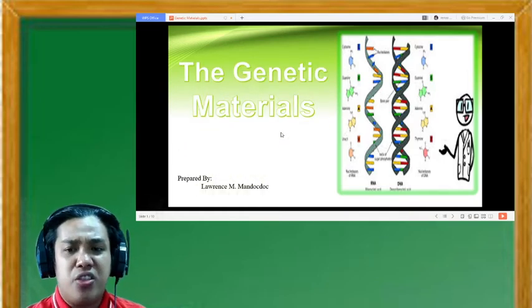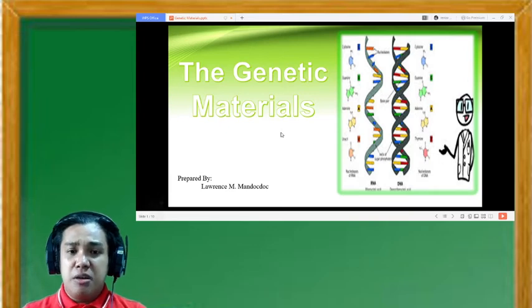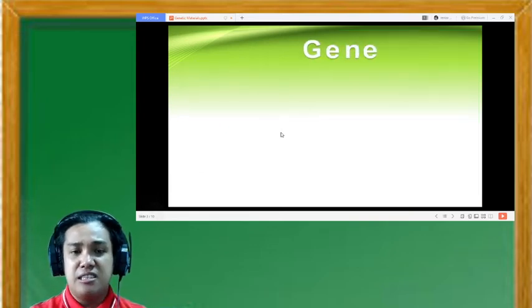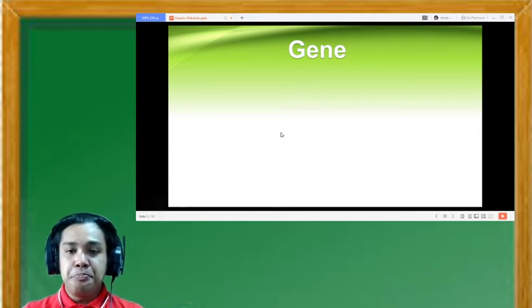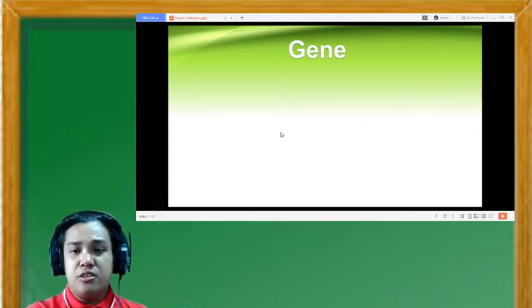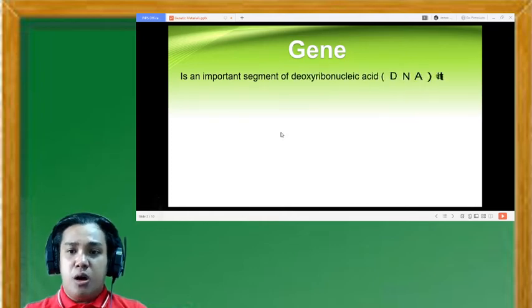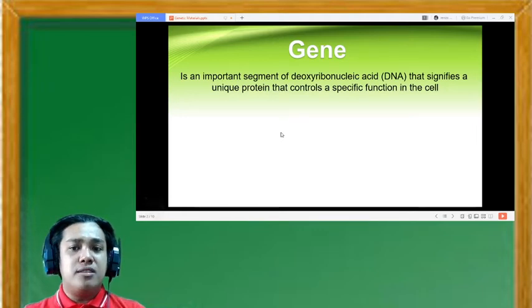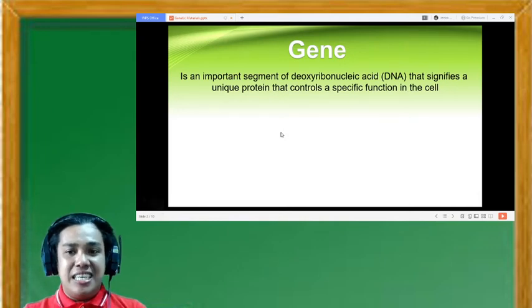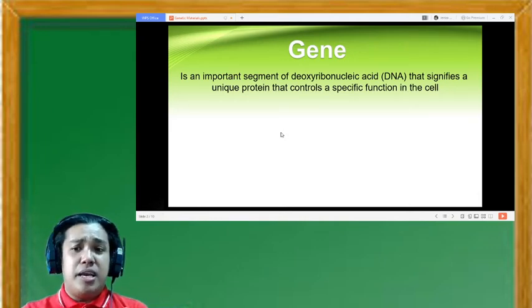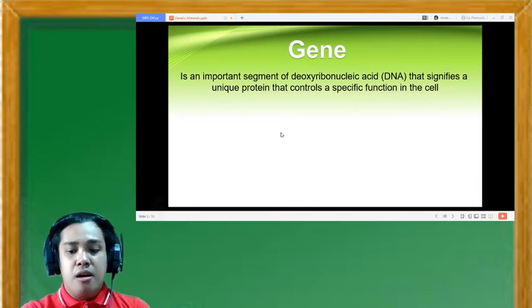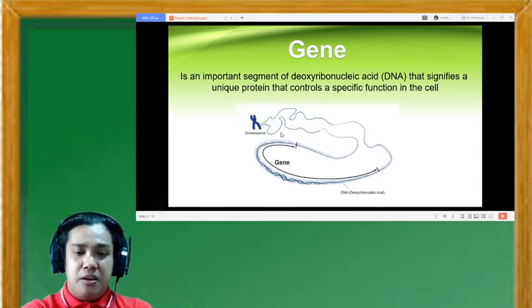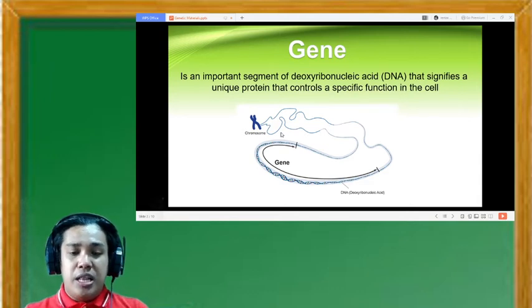So first, what are the things behind the genetic materials? First, we have the genes. Genes are an important segment of the deoxyribonucleic acid, or DNA, that signifies a unique protein that controls a specific function in the cell. So a gene is capable of storing genetic information and sometimes can undergo mutation. This is an example picture of the gene. We locate the gene on the chromosomes.